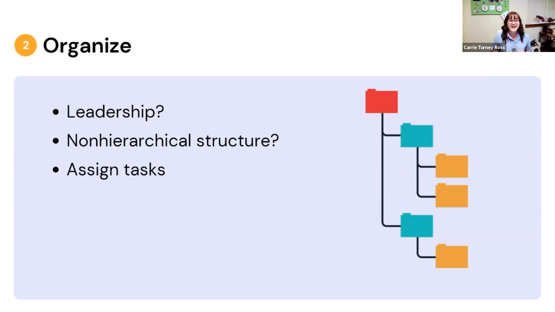Next step, you want to organize. So figure out the structure of your movement, your group, the community that is making this action. Do you want there to be leadership? People who are figureheads of the program, of the action? Or do you want it to be more of a non-hierarchical structure? So there's not a figurehead. Everyone is equal. The work is spread out equally. And everyone is working toward that common goal. And then assign those tasks.